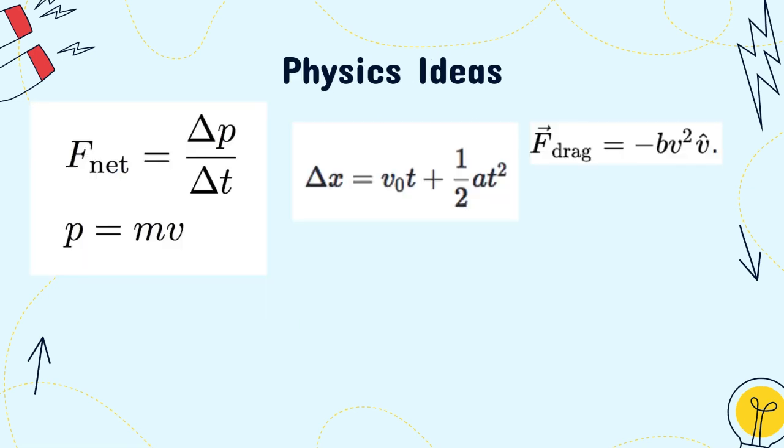The main physics ideas were Newton's second law, which states that the change in an object's momentum over change in time is equal to the net force acting upon the object. This is a kinematics equation stating that displacement is equal to initial velocity times time plus 1/2 acceleration times time squared, which can be used to derive the position update formula. And F drag is equal to negative b v squared v hat.